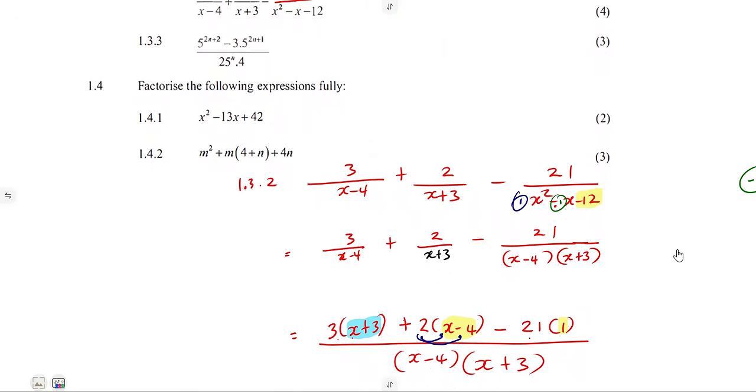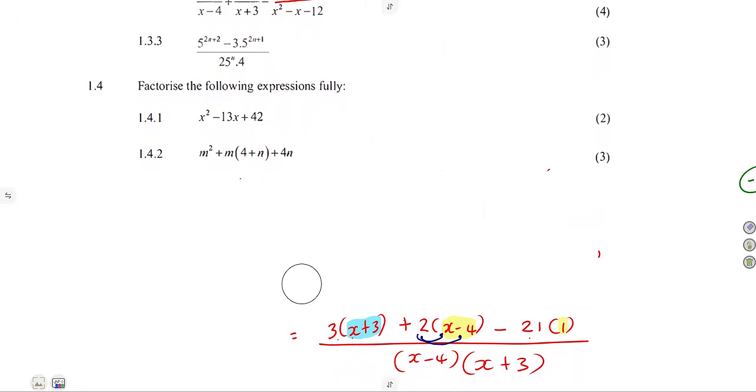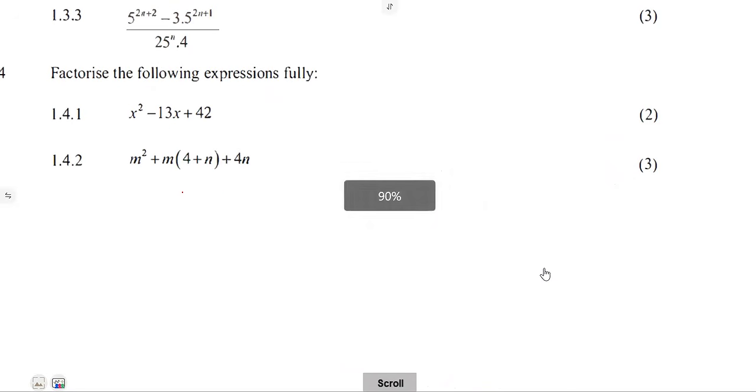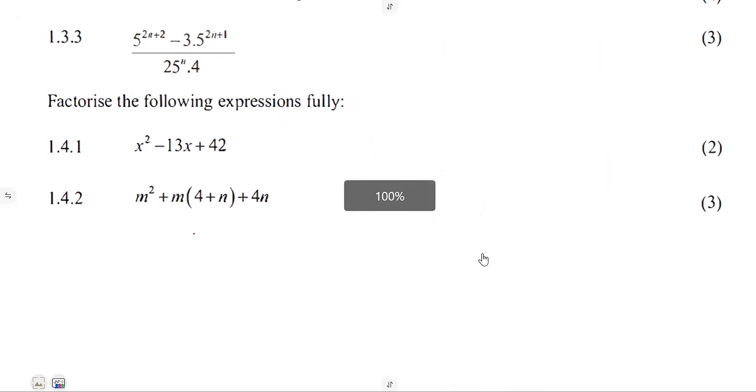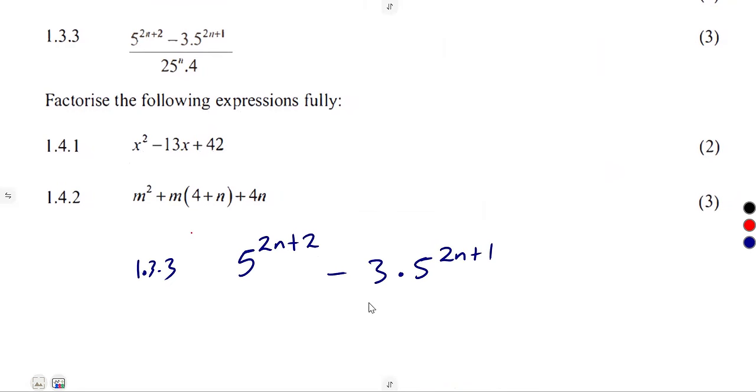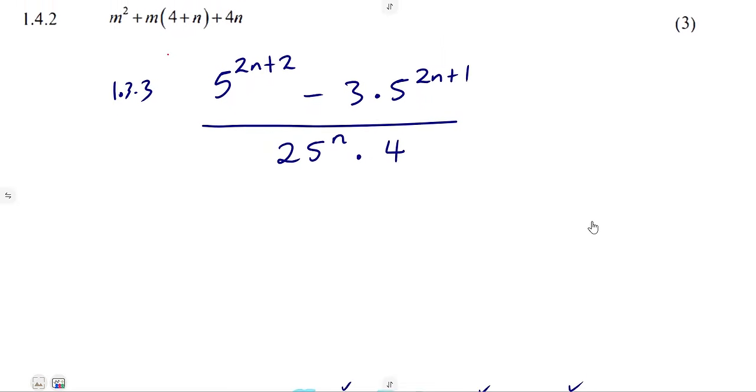So that's 1.32. Let's consider another part, which is 1.33. We are given this time again to simplify, but we have got an exponent. Those are exponents there. All right, so let's see. 1.33, we are given 5 to the exponent of 2n plus 2 minus 3 times 5 to the exponent of 2n plus 1, everything over 25 to the exponent of n times 4. This is what we're given, all right? So let's try to simplify and see.